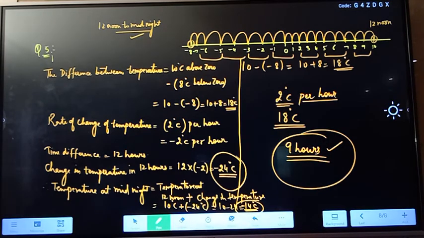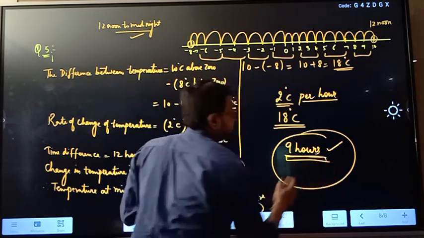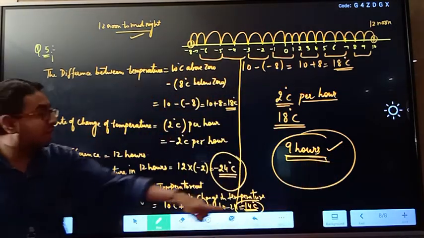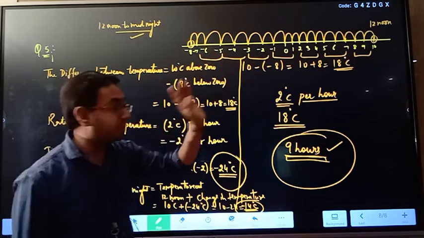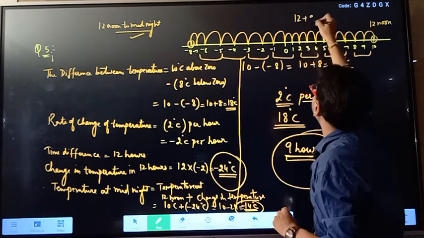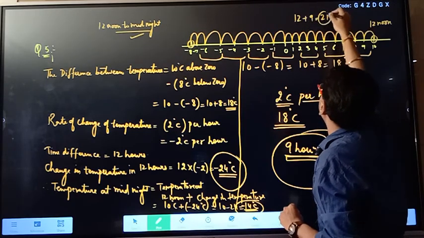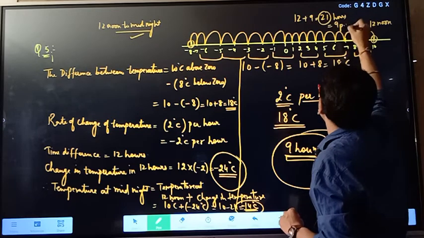Next question is, at what time would the temperature be 8 degrees Celsius below 0? So very important. See, below 0 means after 9 hours. Definitely after 9 hours the temperature would be minus 8 degrees Celsius. So 9 hours means 12 plus 9, can we say 21 hours? 21 hours means 9 p.m.